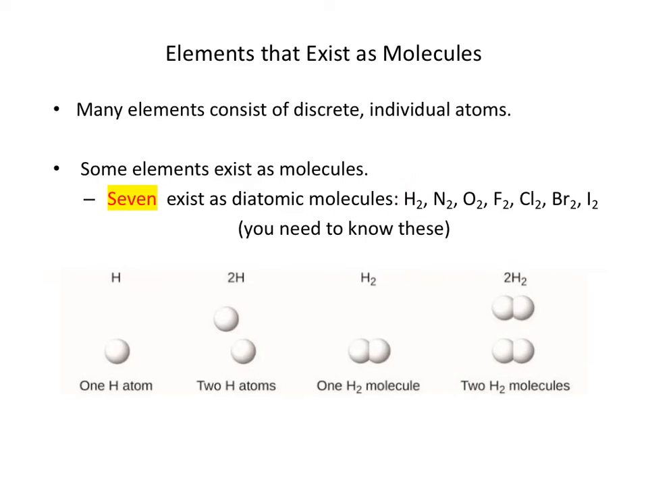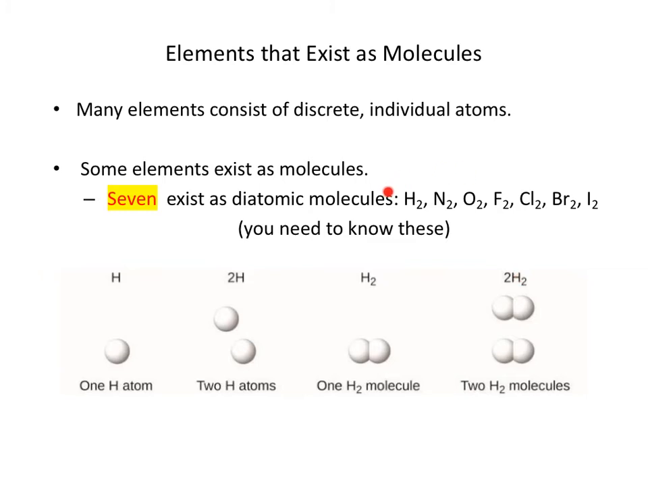And just a note on nomenclature here, if you just write H, that indicates 1 hydrogen atom. If you were to write 2H with 2 out in front, that would indicate 2 separate hydrogen atoms, whereas H2, now you're telling me it's a molecule. So now we have 2 hydrogen atoms connected together. Or 2H2 would indicate I have 2 hydrogen molecules.